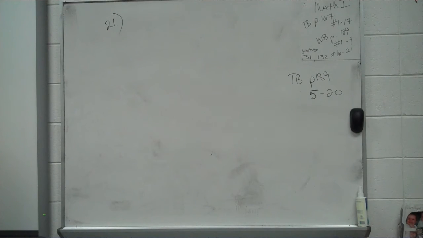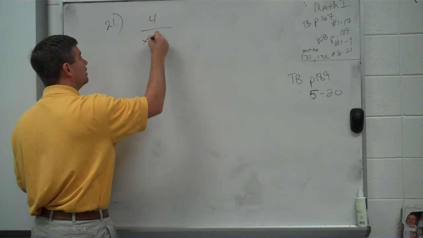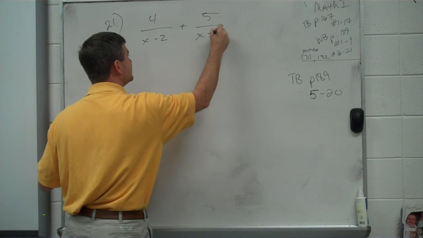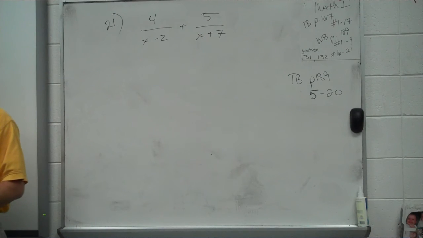No. 21. Read it out for me, Angie. Nice and loud. 4 over x minus 2, plus 5 over x plus 7. What do the denominators have in common? Nothing. They're like a 2 and a 5, or a 3 and a 7. They have nothing in common.